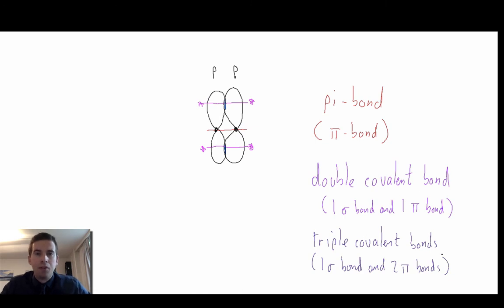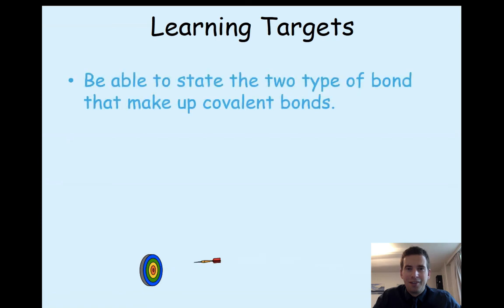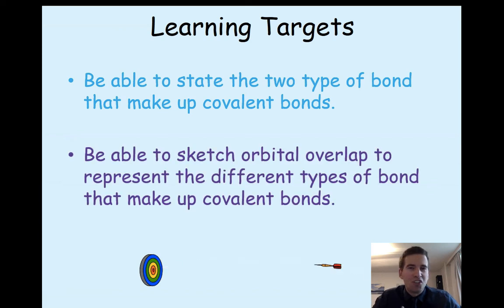So you need to be aware for single, double and triple covalent bonds, what types of bond actually make them up. You need to be able to draw the diagrams I have and the ones we looked at previously. And you have to be aware that these pi bonds are weaker than the sigma bonds and how that affects the overall strength of the bond. So hopefully you are now aware of the two types of bond that make up covalent bonds, and you should be able to sketch the diagram showing the overlap for these two different types, the sigma and the pi bond.